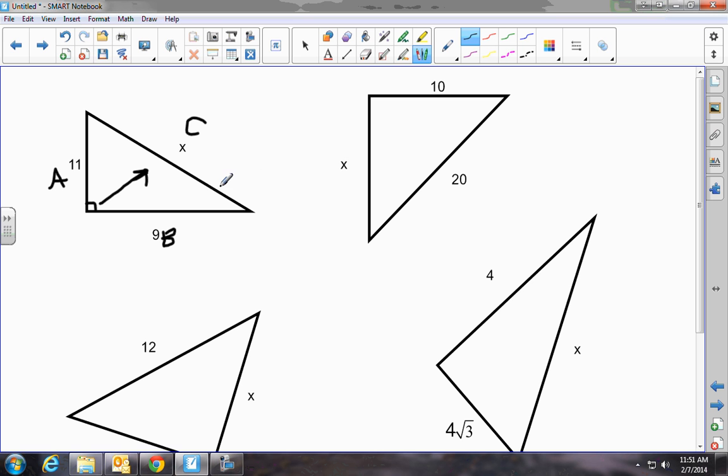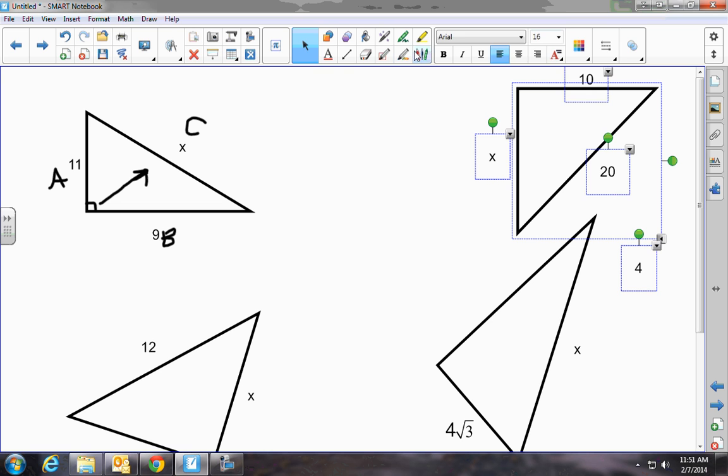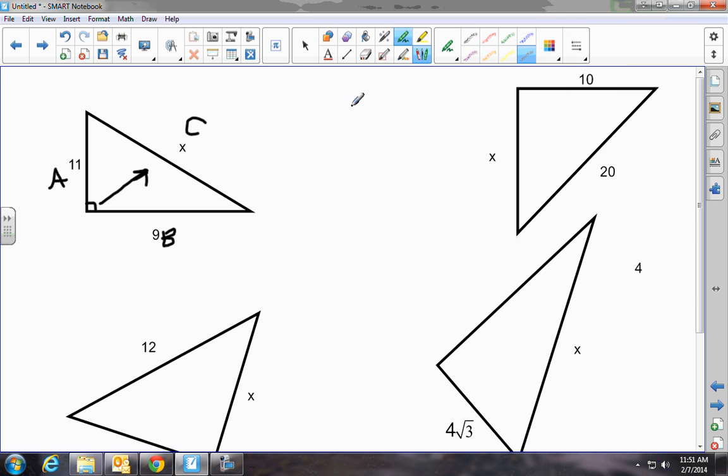Okay, so if we start with our Pythagorean theorem, let me move these out of the way. We start with A squared plus B squared equals C squared. And I'm sorry about the bad handwriting. I'm using a mouse to write. Then we just plug in. So we've got 11 squared plus 9 squared equals, and we don't know C, so we'll just leave it C squared. Okay? Get out your calculator.